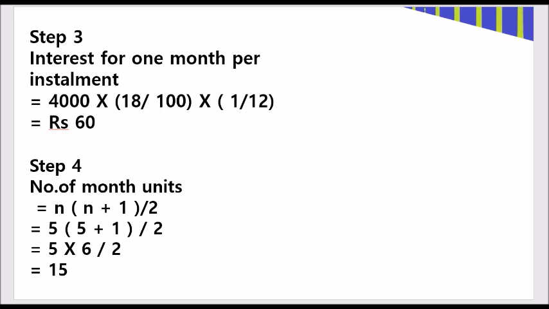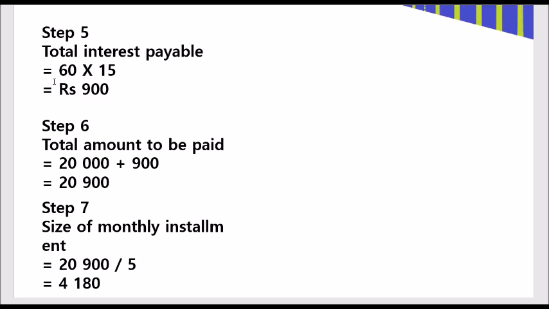Now step 4. Number of month units. Using our formula, as in my explanation before, you have to substitute 5 for n. n times n plus 1 divided by 2, then 5 times 5 plus 1 divided by 2. 5 times 6 is 30. 30 divided by 2 is 15. That is the number of month units. So, we can move to step 5.